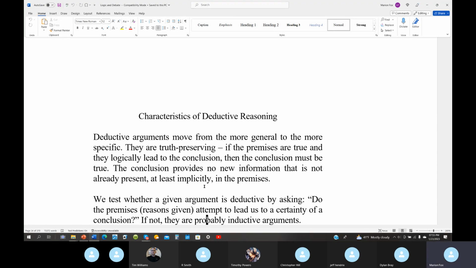The test whether a given argument is inductive or deductive is to ask, do the premises, the reasons given, attempt to lead us to a certainty of a conclusion? If they don't attempt to lead us to something that's certain, they say it's probably true, then that means it's inductive. Inductive arguments have their place, but we'll look at them later. We have a whole chapter on it later.